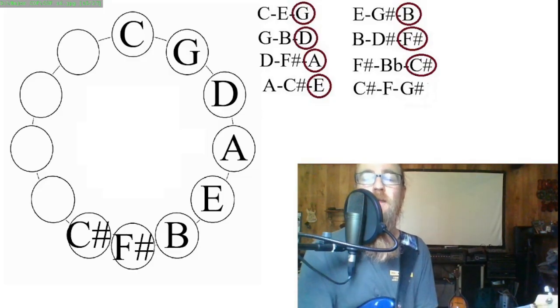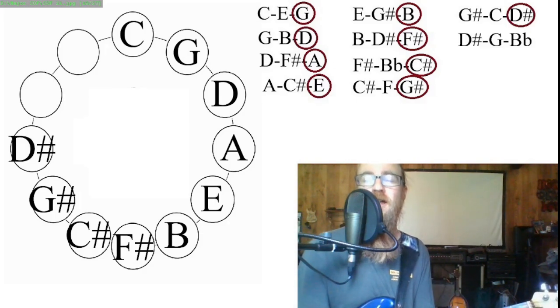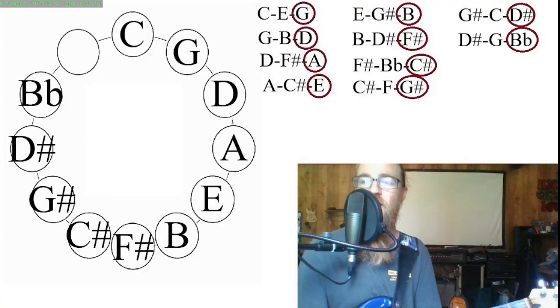Then we have C sharp, F, and G sharp, and the fifth interval is G sharp, so G sharp's going to be our next chord. Then you have G sharp, C, and D sharp, which is the triad for G sharp major, and the fifth interval is going to be D sharp, so D sharp's going to be the next one. And then you have D sharp, G, and A sharp, which is the D sharp major triad. B flat's the fifth, so B flat's going to be next.